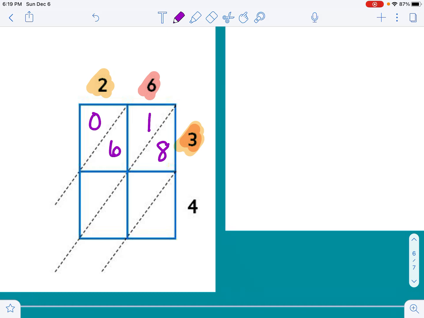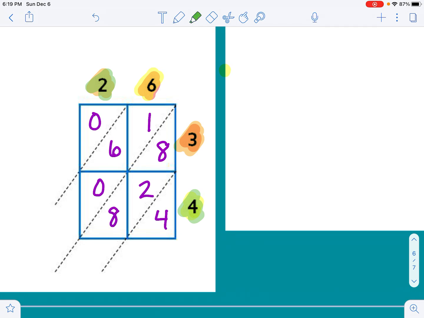Then I have a 6 in the column and a 4 in the row, so we have 6 times 4 is 24. And then my last one would be 2 times 4 is 8. Again, I put a 0 here and an 8 here.